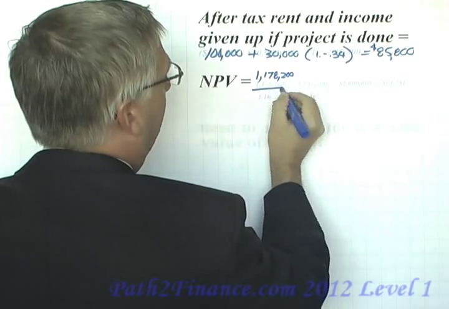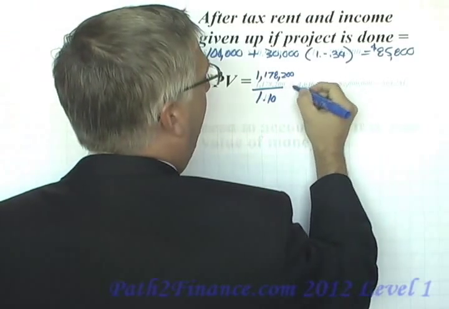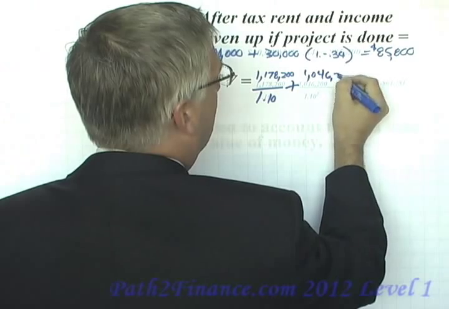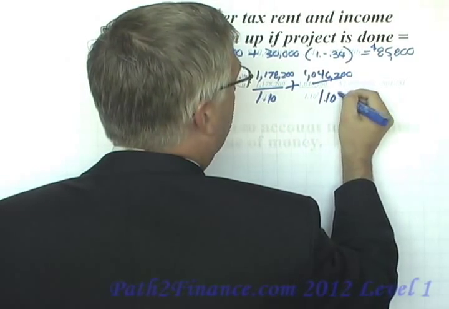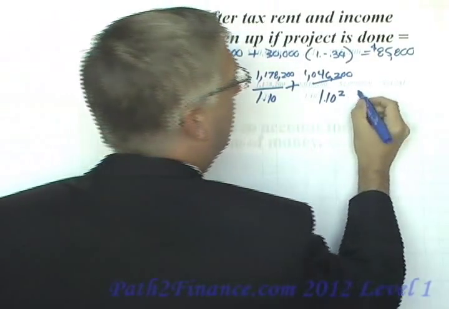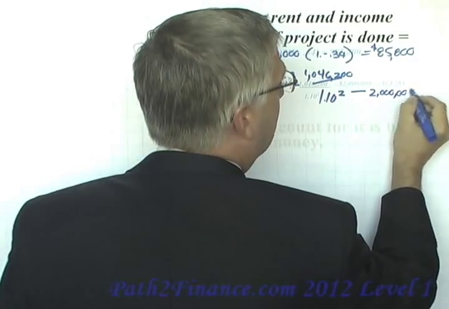We subtract that $85,800 from the net operating cash flows in year 1, which would give us $1,178,200. Divide that by our required rate of return, and in the second year that becomes $1,046,200, again divided by 1.10, now taken to the power of 2 because we're in the second year, minus our $2 million initial investment.